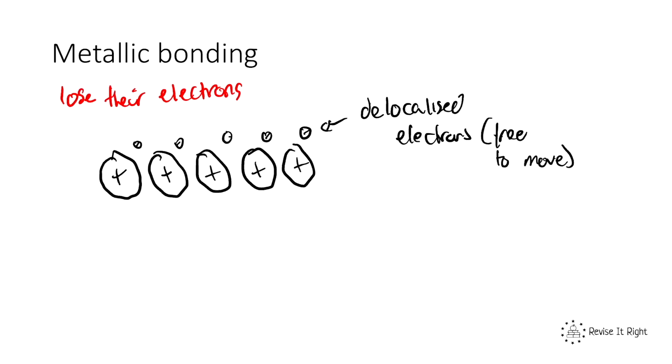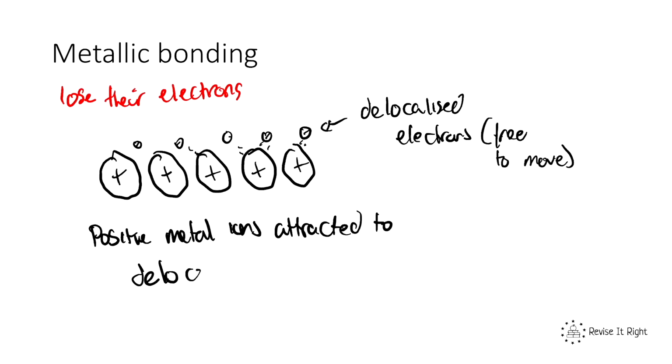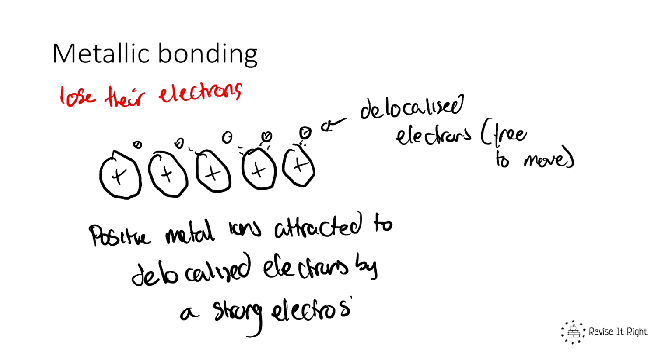are then attracted to these delocalized electrons by an electrostatic force of attraction. So these positive metal ions are attracted to the delocalized electrons by a strong electrostatic force. Remember that delocalized electrons mean the electrons are free to move. That's important when we start talking about the properties of metals.